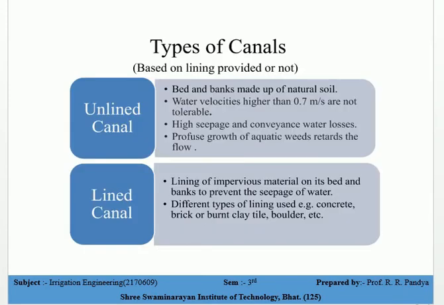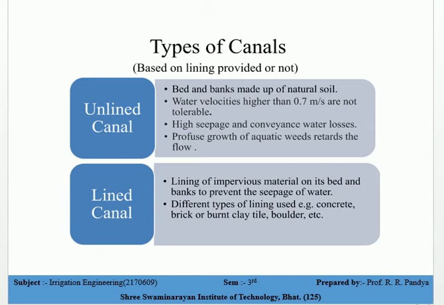Next, let's jump to the types of canal based on whether lining is provided or not. On the basis of lining there are two types. The first one is the unlined canal, another one is the lined canal. Let's understand the first one, the unlined canal. Its bed and banks are made up of natural soil. Water velocity higher than 0.7 meter per second is not tolerable in an unlined canal.